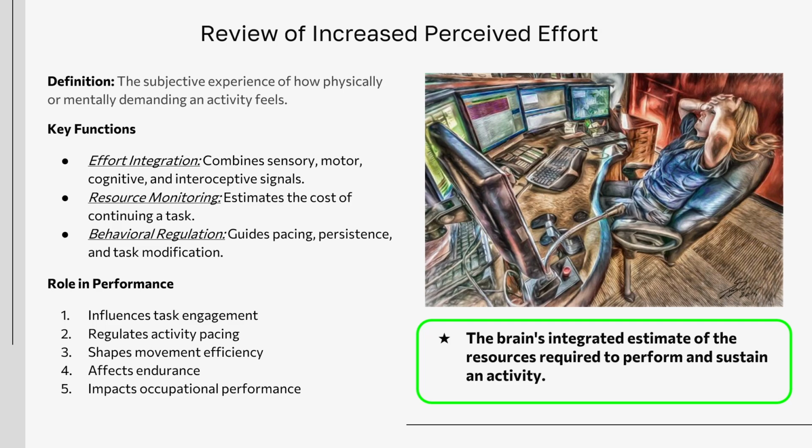Because if they start with a lowered belief in the capacity to do something, their ability to perform it, or the level that they perform it at, is also going to be reduced. Put simply, it is the brain's integrated estimate of the resources required to perform a sustained activity. At the end of the previous two lectures, I emphasized how post-stroke fatigue is not an endurance issue, it's not a physical capacity issue.